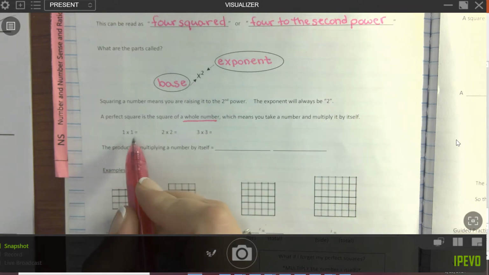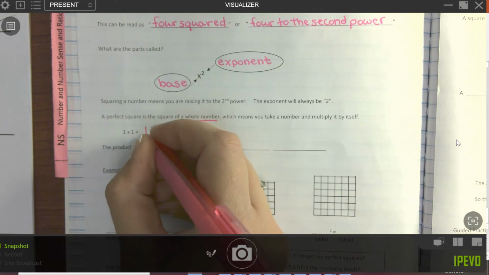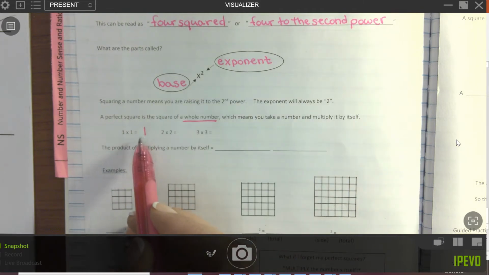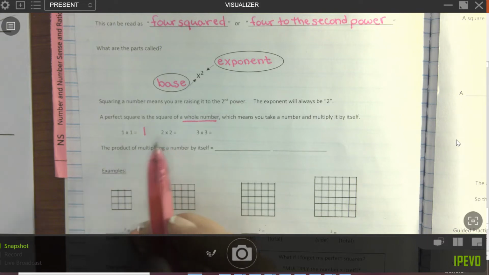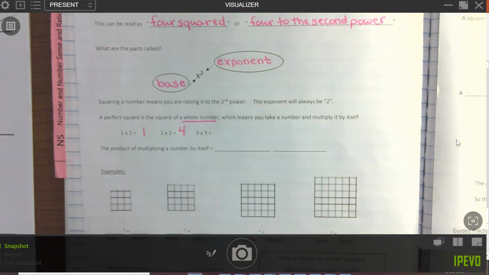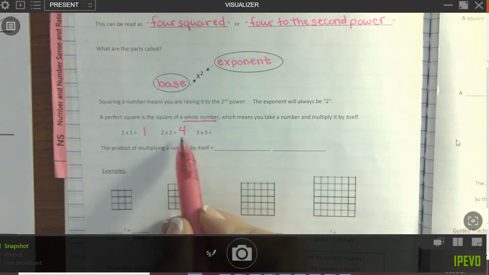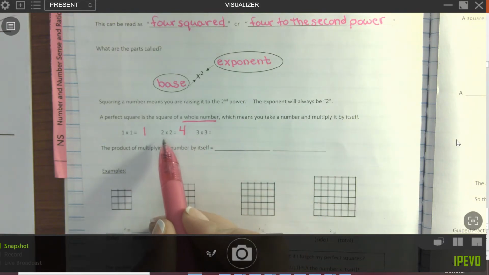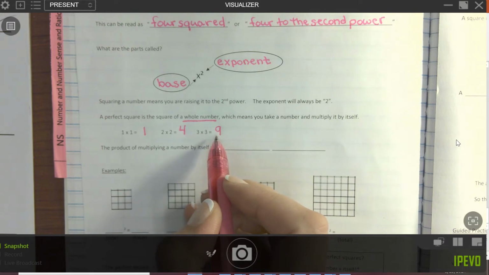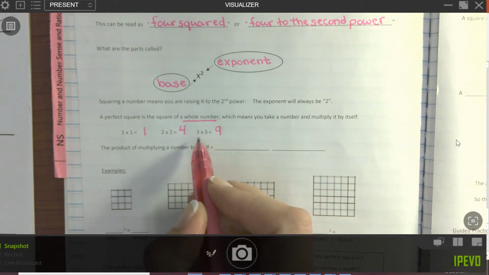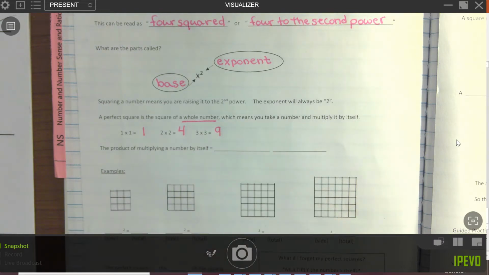So, for example, we would have 1 times 1, which of course is 1. The 1 that I've written in pink, that is the perfect square because that is what I get when I multiply a whole number times itself. And the whole number happens to also be 1. 2 times 2, the perfect square would be 4 because 4 is the number that I get when I multiply 2 times itself. And 3 times 3, of course, is 9. The perfect square is the 9. The 3 is not the perfect square. The 3 is the number I'm multiplying by itself to give me the perfect square. So the numbers I've written here in pink are the perfect squares.